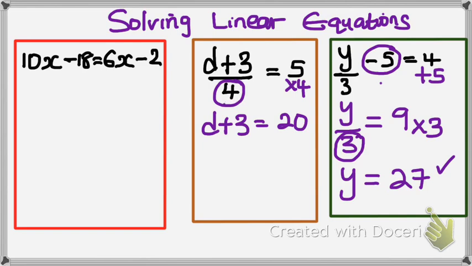Now continue until the letter D, in this case, is on its own. So I'm going to get rid of this, so I'm going to subtract 3 on both sides, excuse me. So it's going to be D equals 17. Can you see that? It's very straightforward.